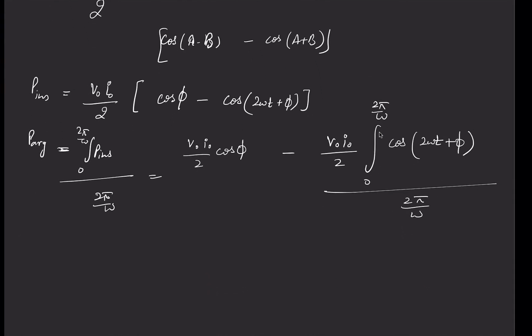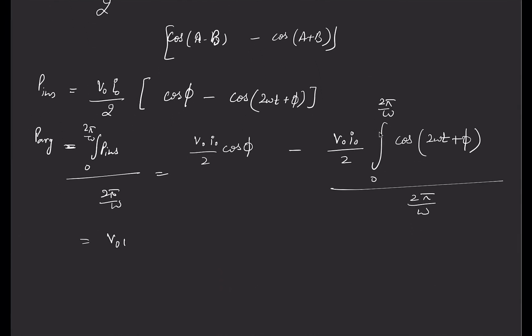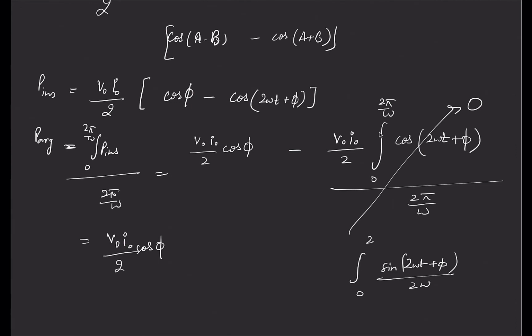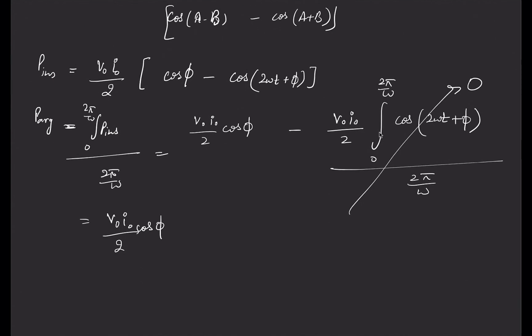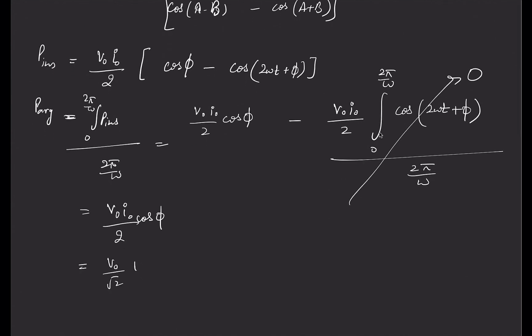So you can see that this is equal to V naught I naught by 2 cos phi, simply because this term would be 0. This is because integration of this would be sine of 2 omega t plus phi by 2 omega, and limits are from 0 to 2 pi by omega. So if you put it, it would be equal to 0 minus 0, which is 0. So that's why right hand side would be 0 and left hand side is V naught I naught by 2 cos phi, which can also be written as V naught by root 2 I naught by root 2 cos phi, which is equal to Vrms Irms cos phi.